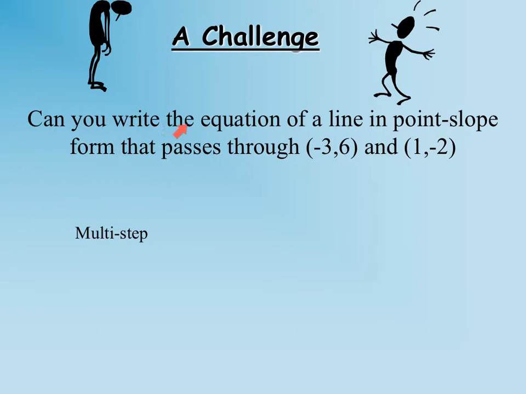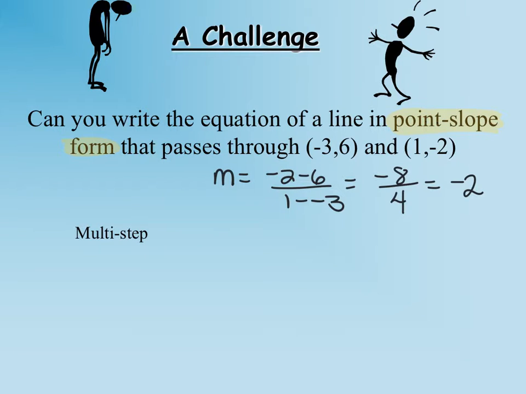Can you write the equation of a line in point slope form that passes through these 2 points? So we have to find the slope. So here's the slope formula, and we get -2. So the first step of the multi-step is to find the slope. Okay, the next step of the multi-step is to find the point we want to use. So the slope we're using is -2, and the point, we can pick either one.